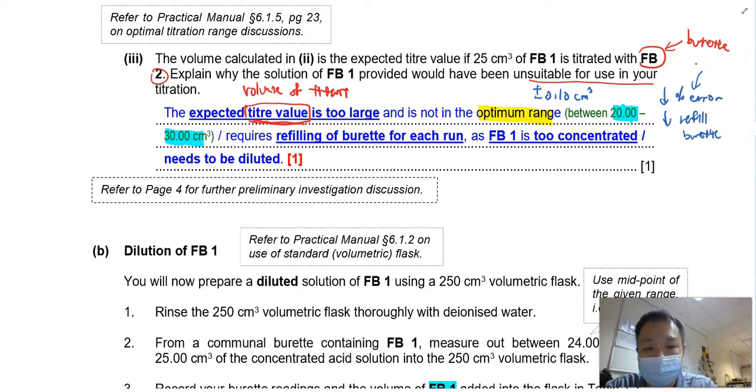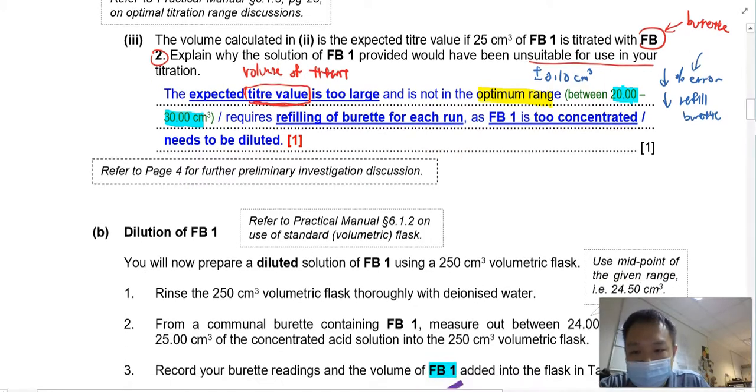So it's a balancing act. We don't want it to be too large. Although when you have a very large titer value the percentage error does decrease, it will require us to refill the burette every single run. You also don't want it to be too small because the percentage error becomes significant. So that's the part on the optimal range. But the main reason is we do not want to refill the burette for each run, because FB1 is just too concentrated, and as a result, it needs to be diluted. So that's the explanation for part 3 in full.